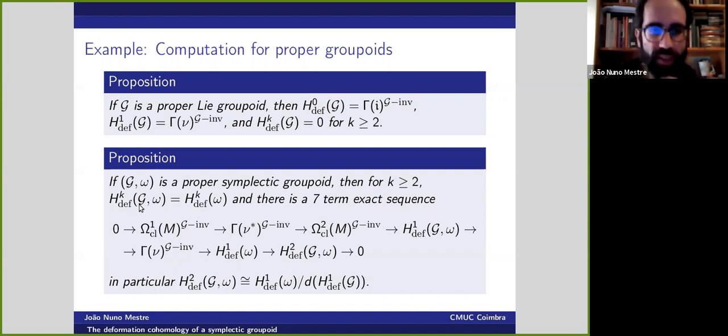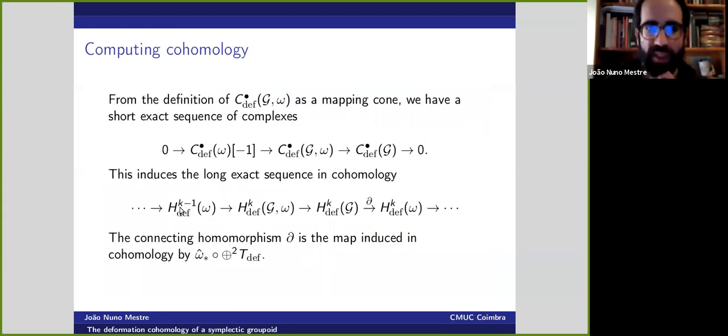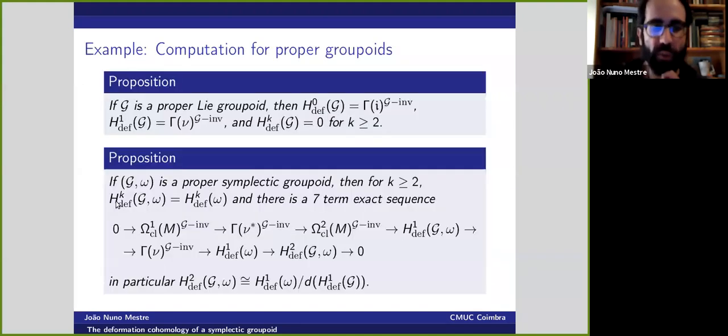Sorry, I think I meant for all k greater or equal than 3, and it should be in there. There's a shift. Let me just go back. Yeah, there's here a shift. K minus 1 to k. So, for example, H3 deformation of the symplectic groupoid is isomorphic to H2 deformation of the form, and so on.